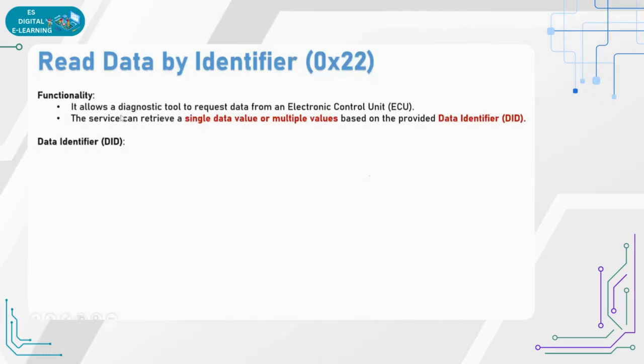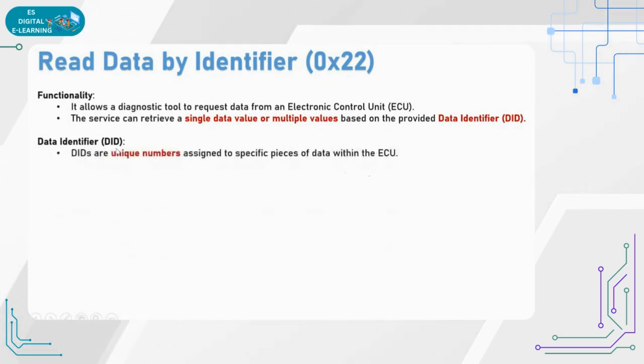Here the data identifier we call a DID. You can write down that data identifier is nothing but DID. DIDs have unique numbers. We saw F112 has a different unique number, and F123 has a different unique number. DIDs are the unique numbers that are assigned to a specific piece of data within the ECU.